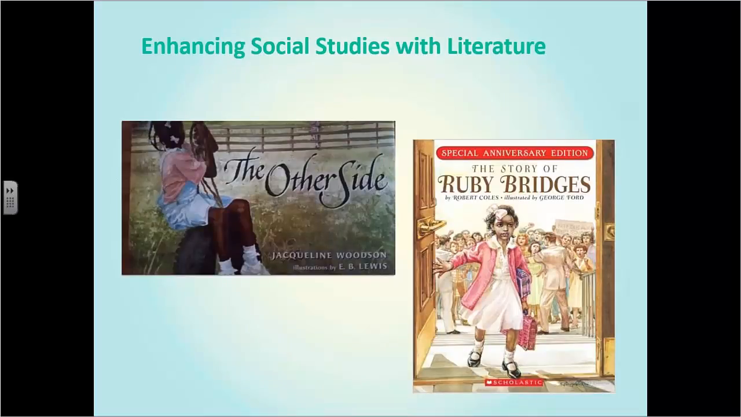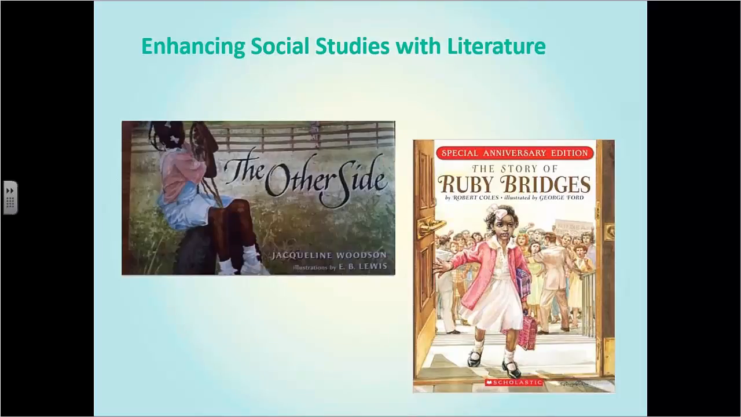All right, so now we talked about the other side being able to be used in Unit 1 as well as in Unit 5. In Unit 5, we're going to use this with Lesson 4B. And in this lesson, students are going to learn how a child, Ruby Bridges, made a difference in our country's history. So I'm going to talk with my students about what bravery is and how Ruby Bridges demonstrated bravery.